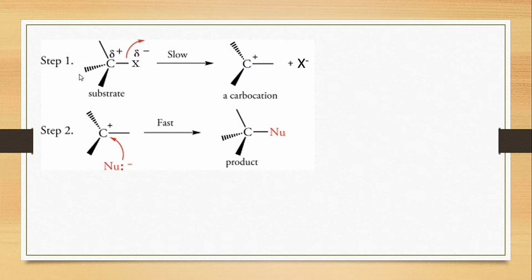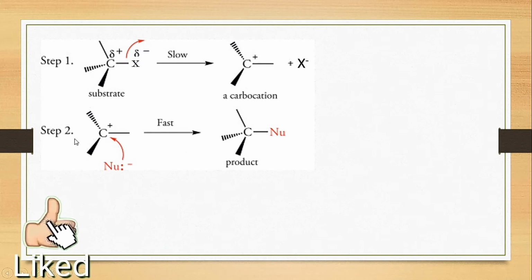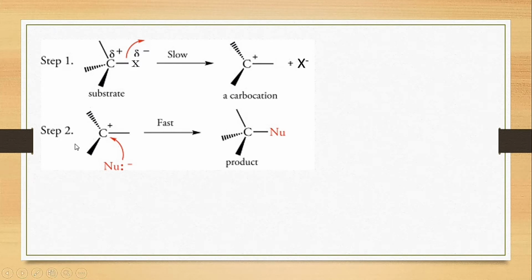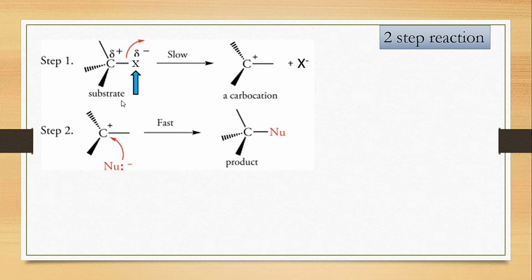Now here you can see one general form of SN1 reaction. In this reaction you can see two steps are there, step 1 and step 2. Means the SN1 reaction is actually two-step reaction process. In the first step you can see here this is the substrate, and X means halogen. So overall we can say this is haloalkane or alkyl halide. Halogens, we know, are actually good leaving groups.